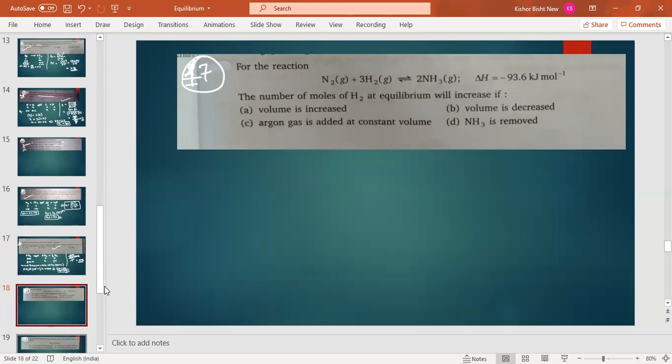Come to the next. The number of moles of H2 at equilibrium will be increased. This is an exothermic reaction, so a temperature change would be required, but here the temperature is not given. We need to increase the moles of H2. So should the volume increase? One minute, wait. Volume decreases. The number of moles of H2 at equilibrium will increase if we decrease the volume, how will the moles change?